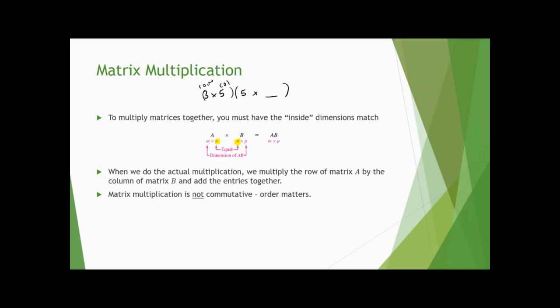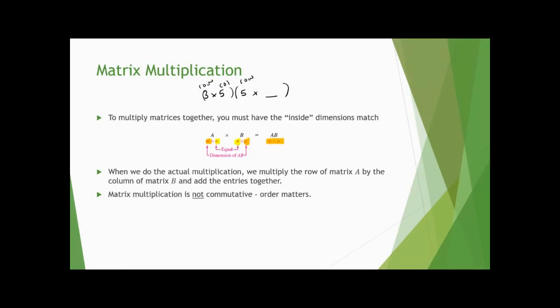If the first matrix has 5 columns, then I need to have 5 rows in the second one. It really doesn't matter what the outside ones are, but the insides have to match in order for those to multiply together. And that's why it's not commutative, because if you try to flip-flop those, the insides don't match. When you multiply them, you end up with a matrix of the outside dimensions. So if the outside dimensions here are M and P, that is what your result will be.